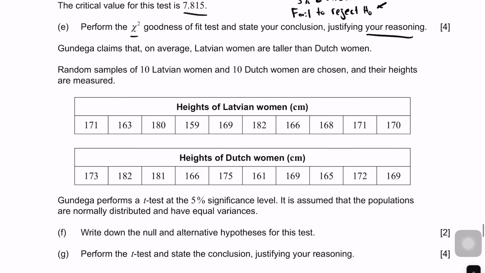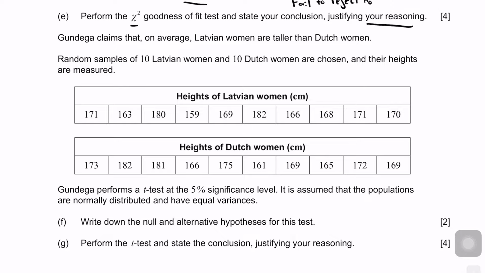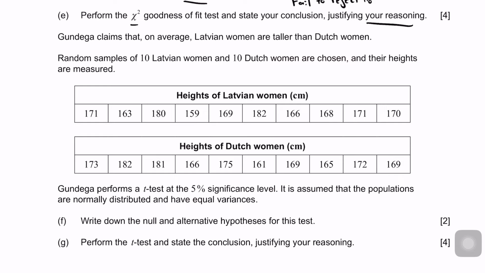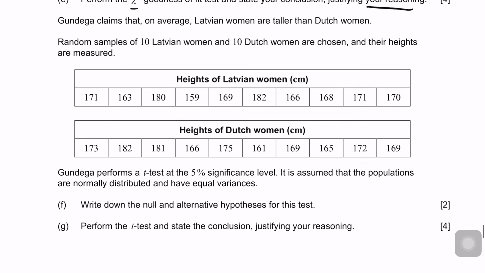All right, moving on. Gundiger claims that, on average, Latvian women are taller than Dutch women. Random samples of 10 Latvian women and 10 Dutch women are chosen, and their heights are measured. Okay. Gundiger performs a t-test at a 5% significance level. It is assumed that the populations are normally distributed and have equal variances. That essentially means that we write pooled equals yes.